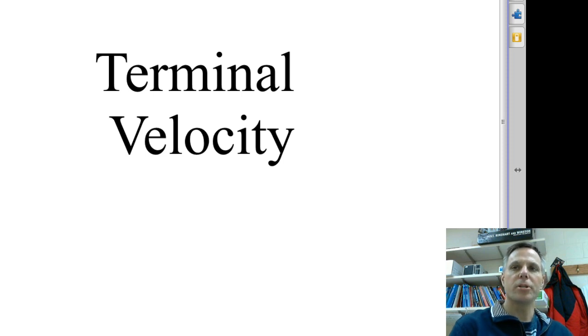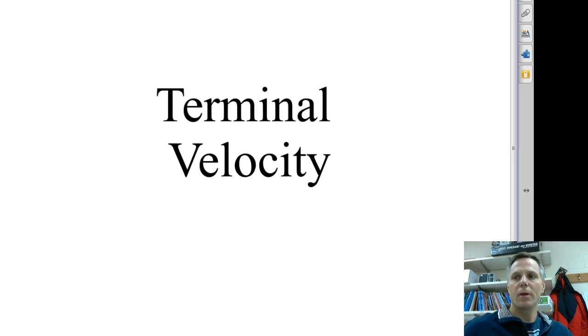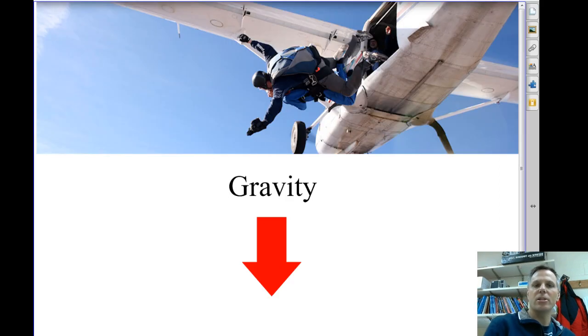Hi, this is Mr. Kutchell, and today we're going to talk about terminal velocity. And in order to understand terminal velocity, we need to go back and review gravity and look at Newton's second law. Now, gravity is a force that likes to pull everything down to the earth at a rate of roughly 10 meters per second every second, which means that if you were falling out of an airplane, your speed would increase by 10 meters per second for every second you are falling.